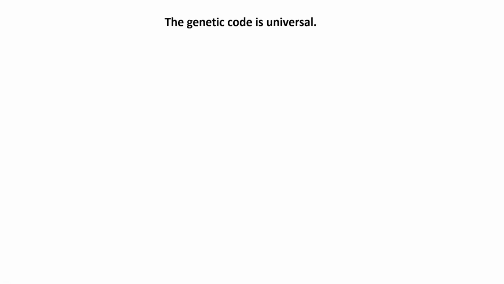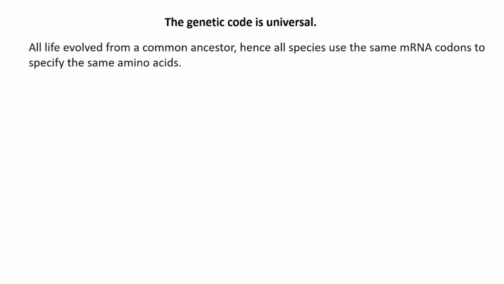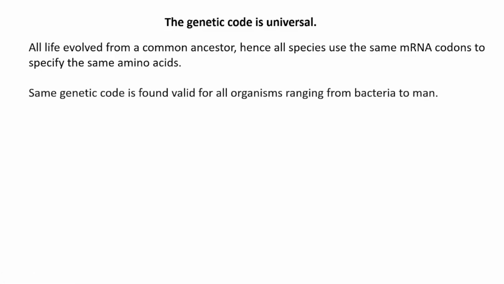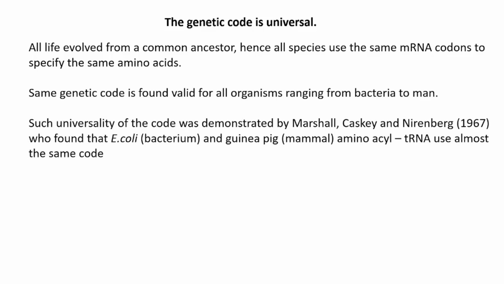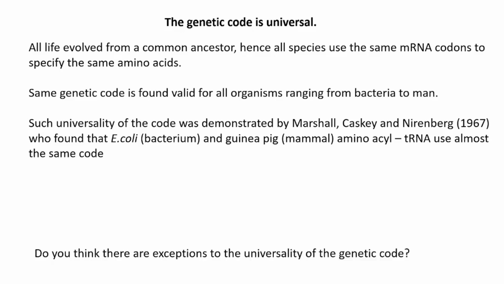The next important characteristic is that the genetic code is universal. All life evolved from a common ancestor, and hence all species use the same mRNA codons to specify the same amino acids. The same genetic code is found valid for all organisms ranging from bacteria to man. Such universality of the code was demonstrated by Marshall, Caskey, and Nirenberg, who found that E. coli and guinea pig amino-acyl tRNA use almost the same code.